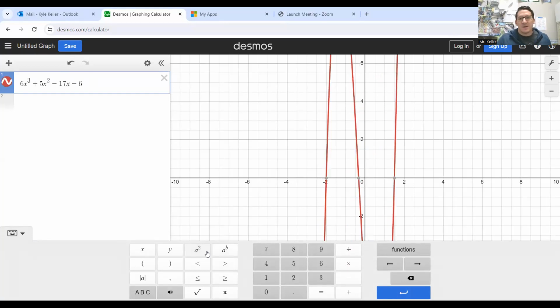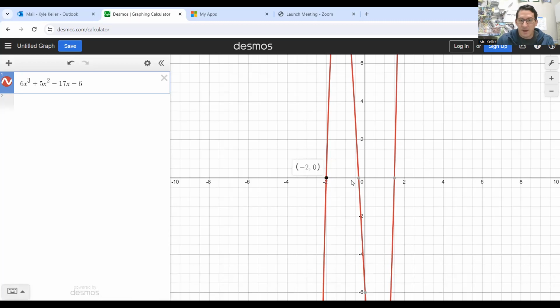minus 6. To solve this by graphing, you find the zeros of the function. This is why solutions of the function are also called zeros. It's where the graph crosses the x-axis. On Desmos, you can hover over it, or if you click on it, it will put points in for you. Our three solutions are -2, -1/3, and 1.5, which is 3/2. Here are the rational roots, rational zeros, of this function, and that's all there is to it.